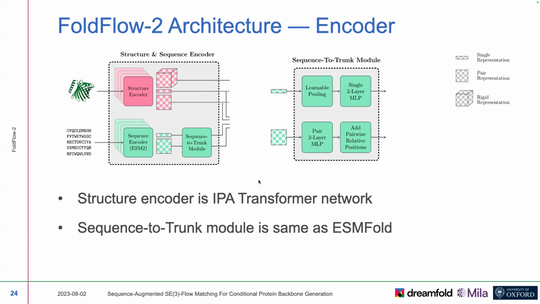And then the sequence to trunk module, which is shown on the right in a larger, zoomed in view, has different networks that are the same architecture as ESMFold for processing the single and pair representations into roughly the same latent structure as the structure encoder.